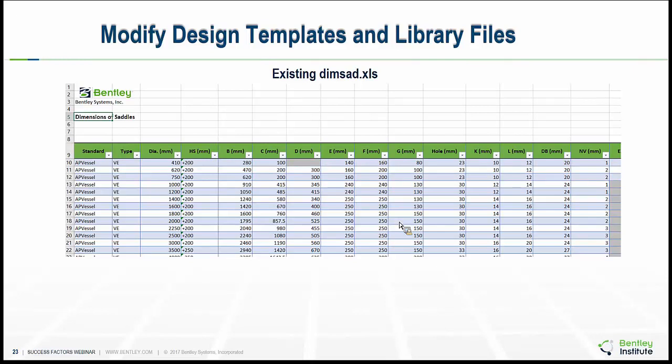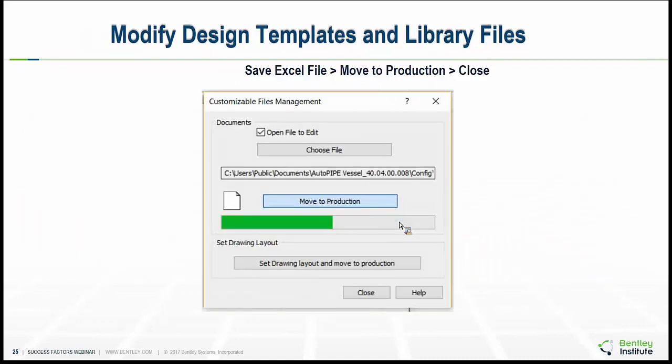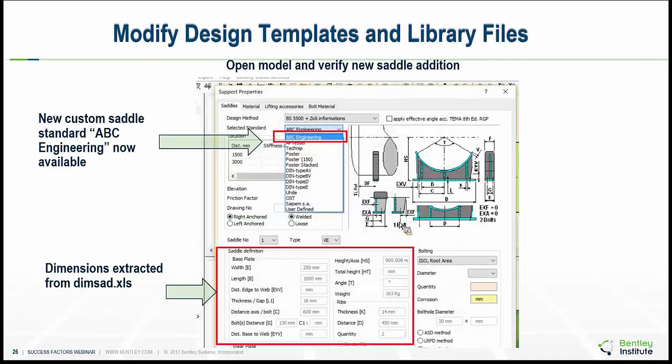So what we are going to do is add a few rows and add the name of the company, the standard ABC Engineering, and the diameters and all the other dimensions that are called out here. And likewise, as we did earlier, we click on save the Excel file and then move to production, and then click on close. And then when you open your saddle section, you find that ABC Engineering has now popped up. And if you see the dimensions below, they have all been extracted from the dimsad.xls.